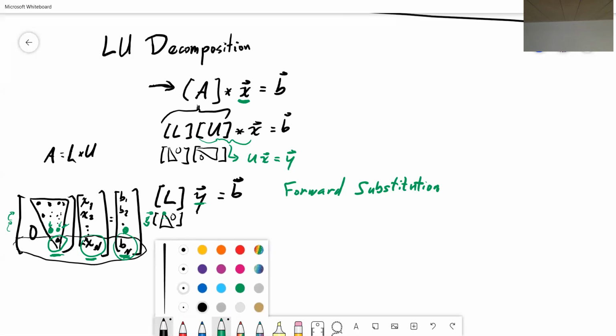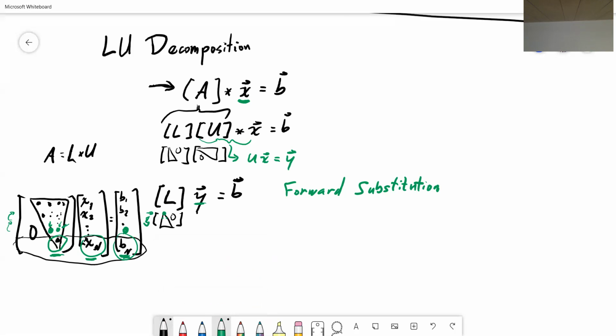But if we know the y's, we also know, as we wrote up here, that U times x equals the y's. And if we already know the y's, this is another linear problem. We can use the fact that U is upper triangular to run a backward substitution and find the x's. So in here, this is a backward substitution.